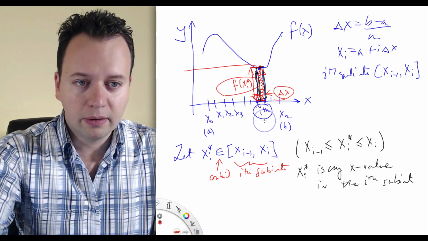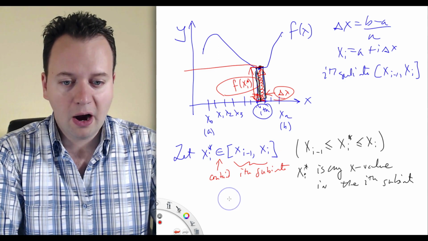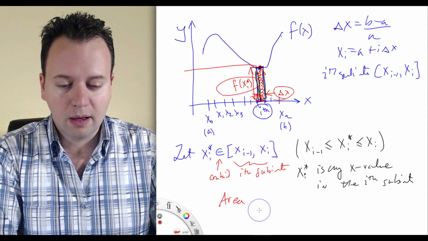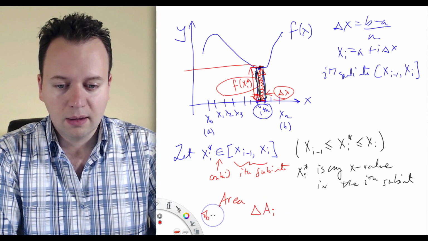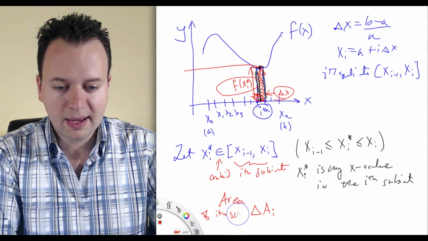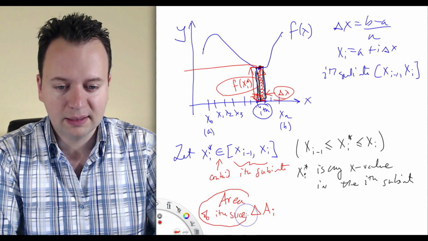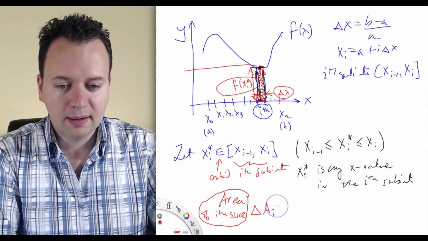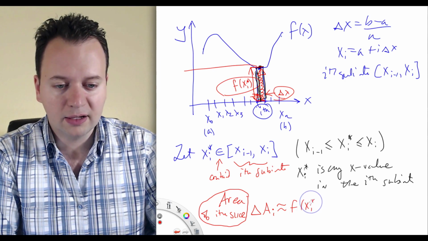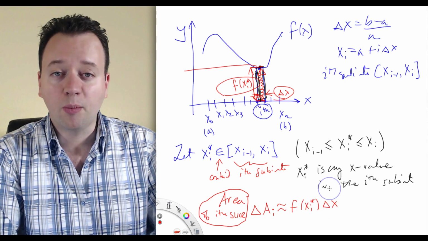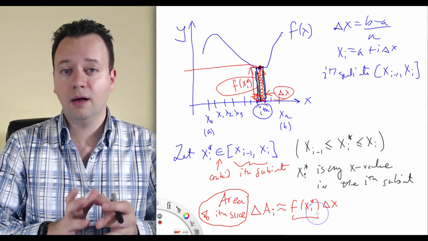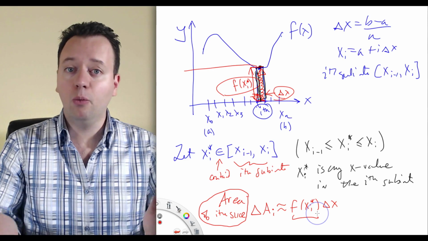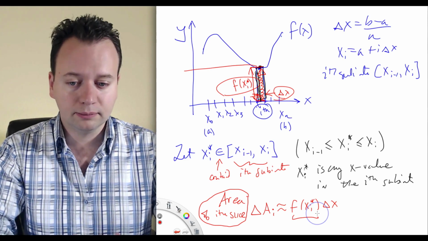So altogether, our Riemann sum, so the area, I'll call it delta A sub i. So this is the area of the ith slice. Call these things slices. Delta A sub i is going to be approximately f of x sub i star times delta x. So I'm approximating the area under the curve by taking the height at one point of the function f, multiplying it by a width to get an area for that rectangle.